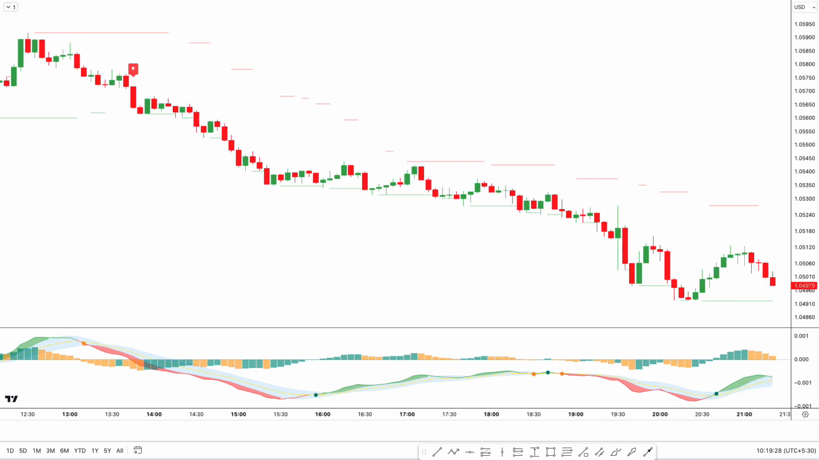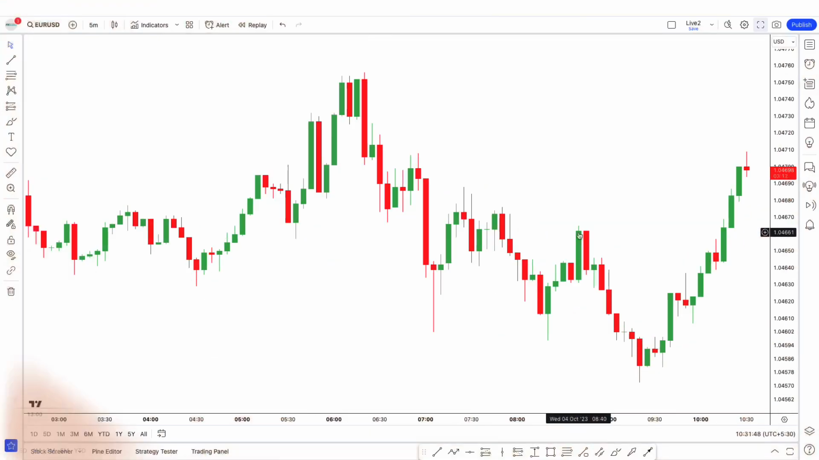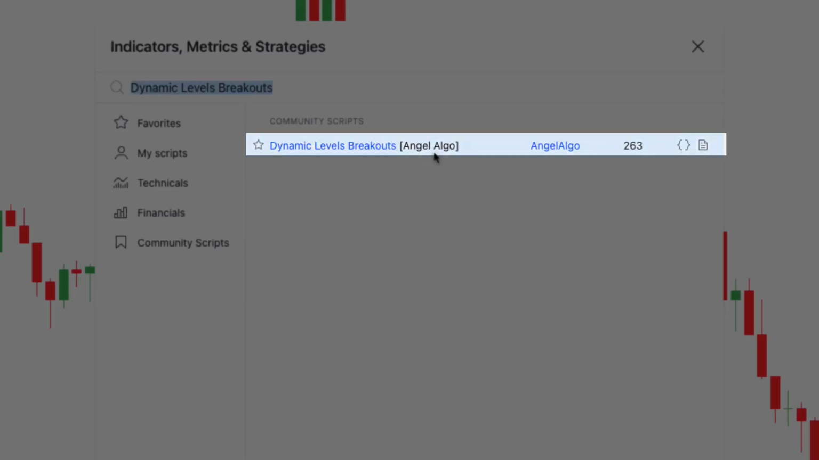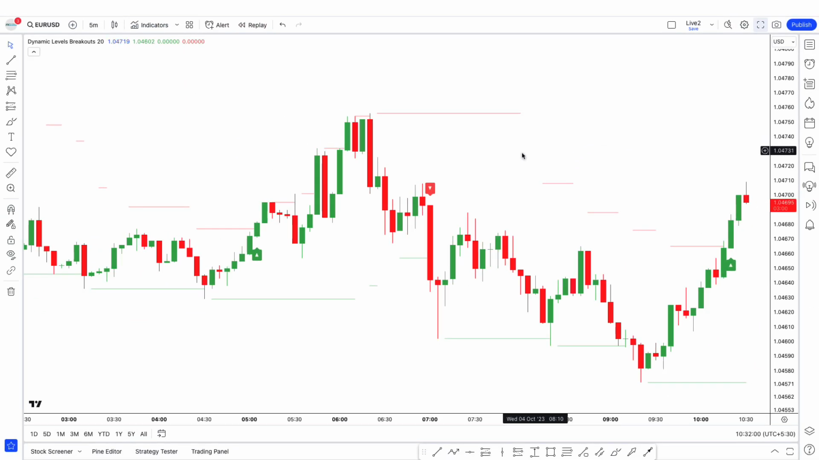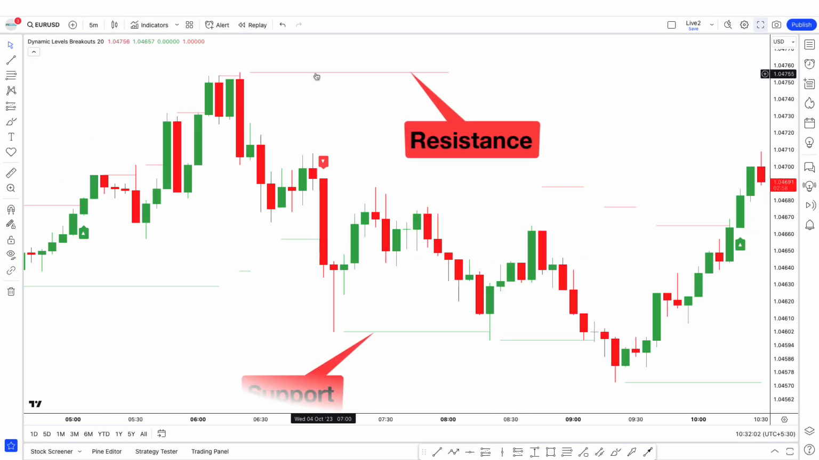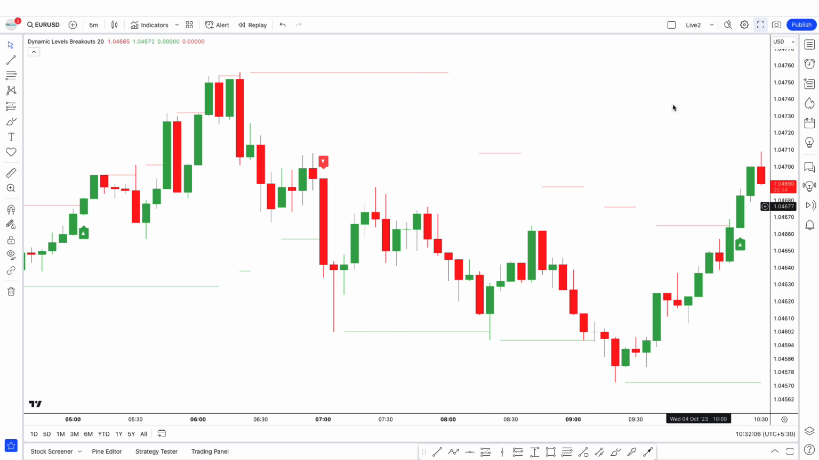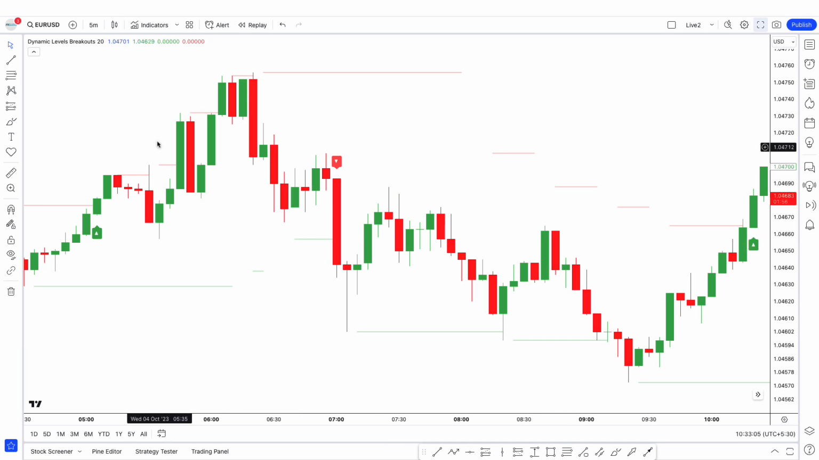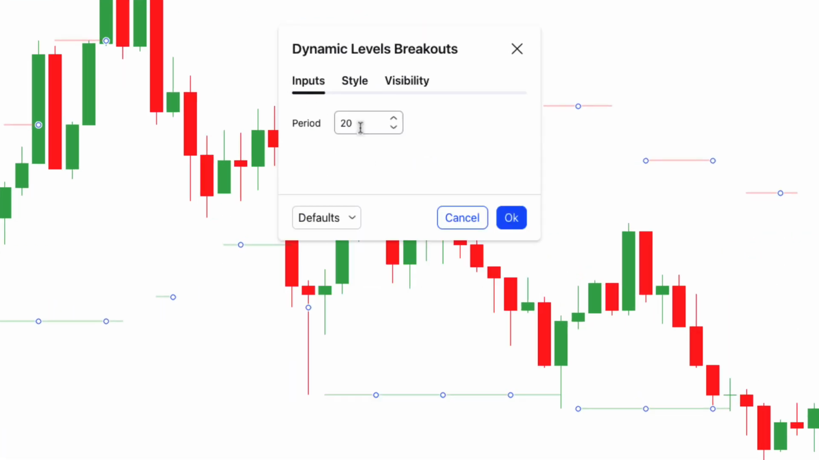Let's start our video by adding the first indicator to your chart. Look for Dynamic Levels Breakouts by Angelago in the indicators menu. This tool is like your treasure map for finding important resistance and support levels and price movements. It not only spots these levels, but also gives you clear signals for when the price might go up (bullish) or down (bearish). In the indicator settings, you can change the period to make it more or less sensitive.